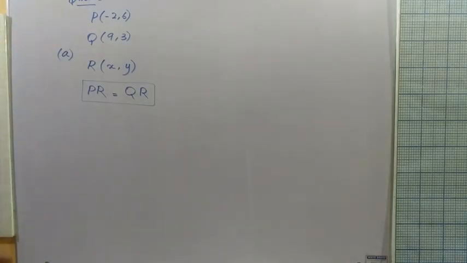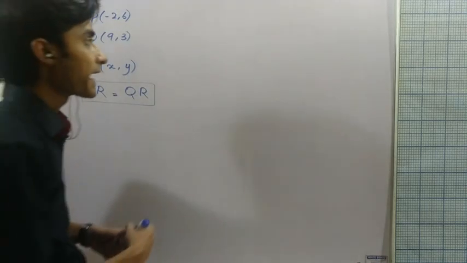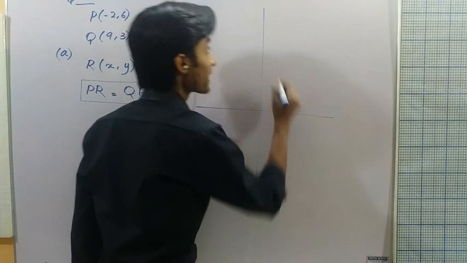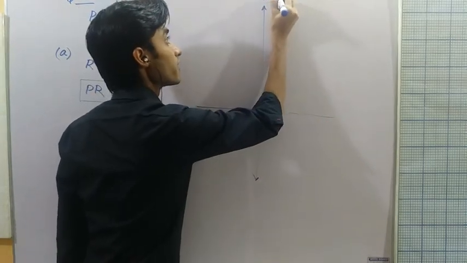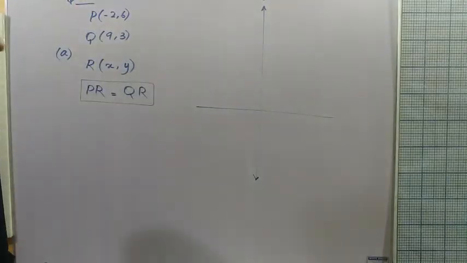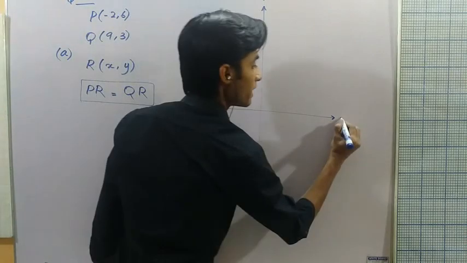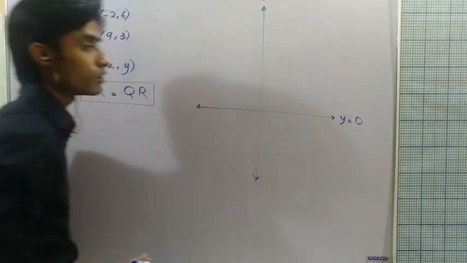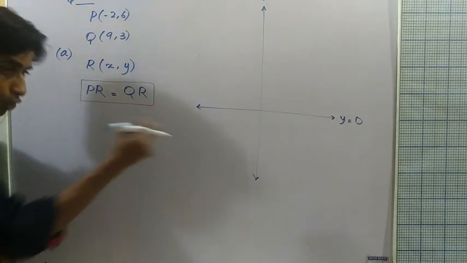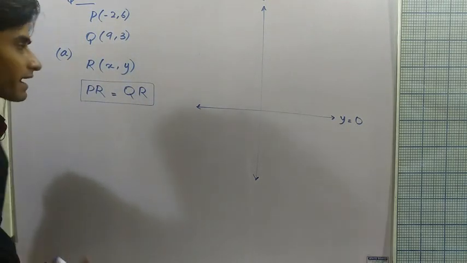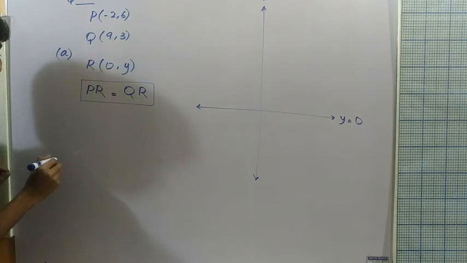The question has clearly mentioned that R lies on y-axis. Any point that is lying on the axis of y will have its x component equal to 0, and any point that is lying on x-axis will have its y component equal to 0. I hope you know that. So when I assume R, knowing that R lies on y-axis, I know that this value is definitely 0.